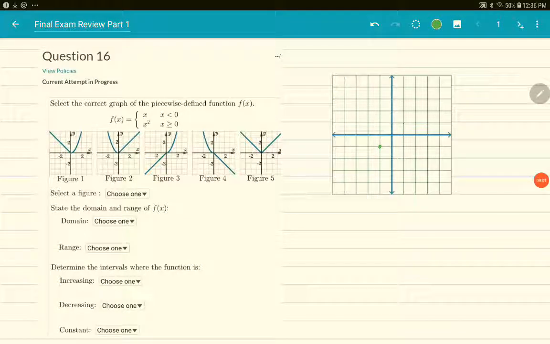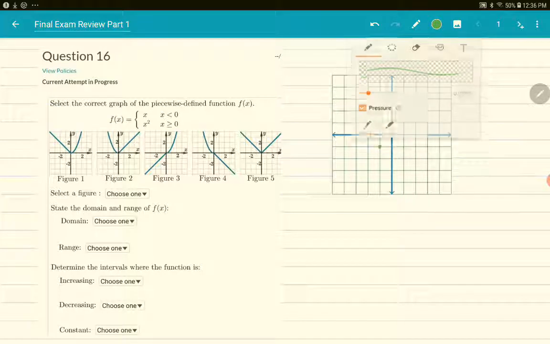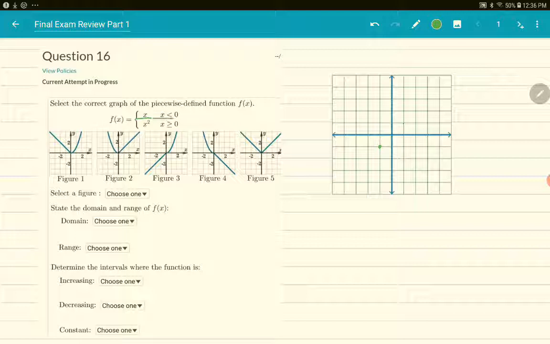So for number 16, we're going to select the correct graph for a piecewise defined function. I'm going to take one piece at a time. My first piece will be that f of x equals x when x is less than 0. So that's y equals x, but only when x is less than 0. If I didn't have any restriction, I would draw my y equals x line like this, where the slope is 1 and the intercept is 0.